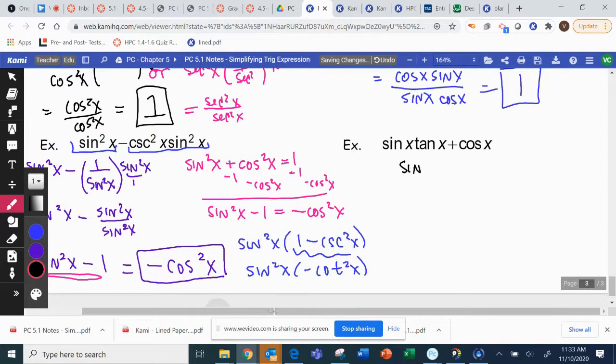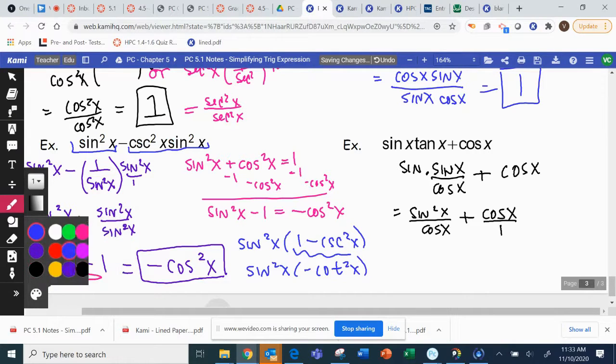So sine x multiplied by sine x over cosine x plus cosine x. So sine squared x over cosine x plus cosine x. We're trying to get this to 1 trigonometric ratio or number if we can. Right now, we have a fraction plus not a fraction. So I'm thinking common denominators might be helpful. What would the common denominator be?